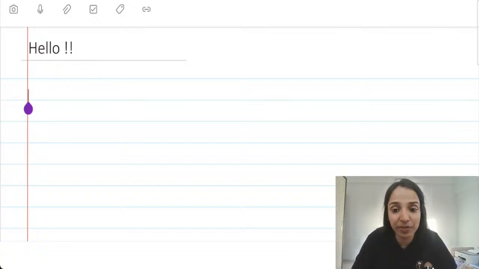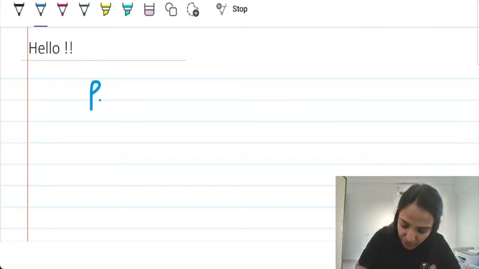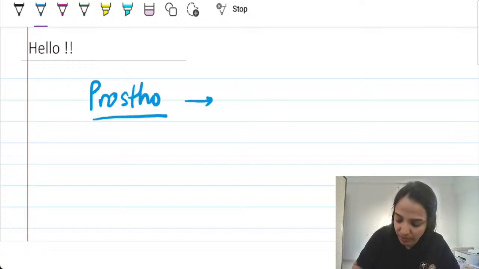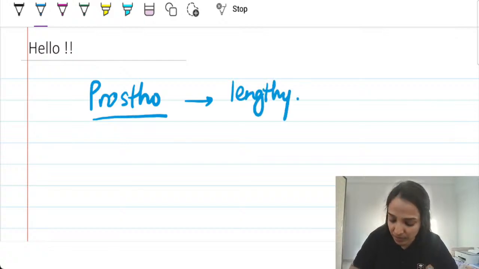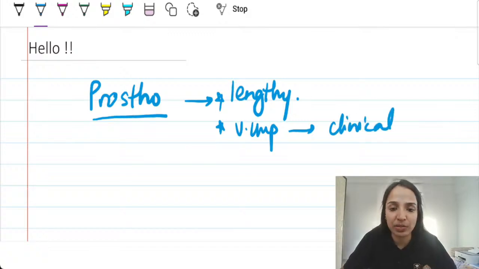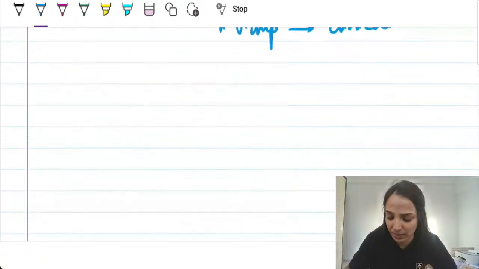Now, before we begin different chapters of Prostho, let us just discuss for a few minutes how we would like to go around studying this subject over the course of the next few days. Prostho, as you all are aware, is quite a lengthy subject. Plus, it is also a very important subject from a clinical point of view for your case-based questions or image-based questions as well, for both NEET as well as INICET.